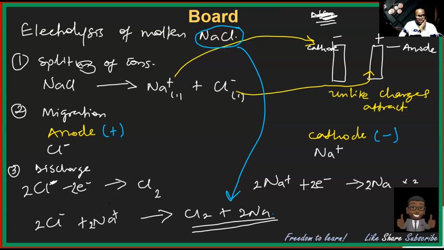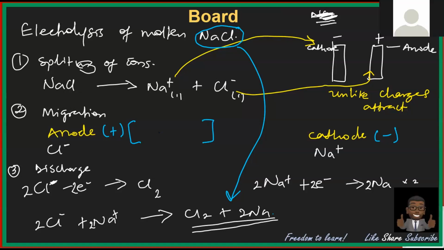So we went through all the steps for your electrolysis, from splitting of ions to migration of ions to the discharge of ions. Okay, so what you need to be able to do here is recognize in which of the electrodes do we have oxidation and in which of the electrodes do we have reduction. So that is what I want you to tell me now. What do we have at the anode? Is it oxidation or reduction?